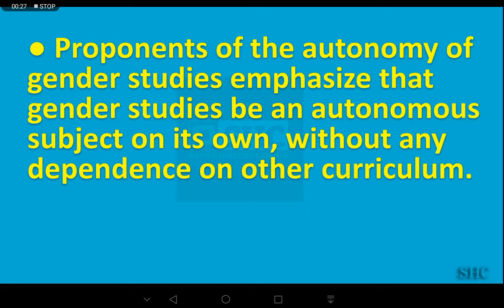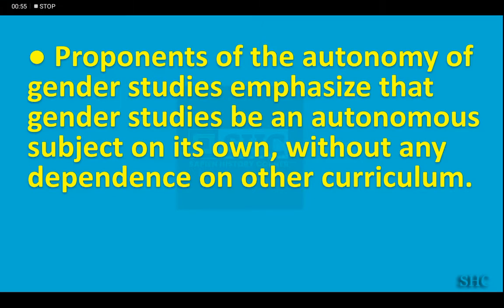So basically, those who are in favor of the autonomy debate emphasize that gender studies should be an autonomous subject on its own, with its own curriculum. Essentially, what they're saying is that gender studies should be taught as a separate subject in schools and in universities, so that people get to know what the gender related issues are, what gender imbalances are, and what the underlying causes of gender imbalances are. Of course, they have their own methodology and their own reasons for this. But let's first talk about the integration approach, and then we will see the pros and cons of each.